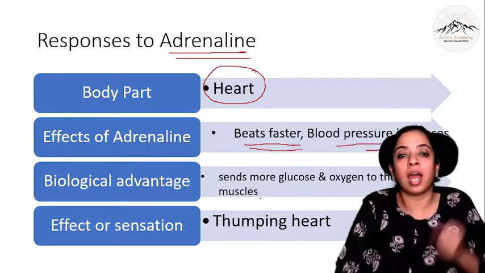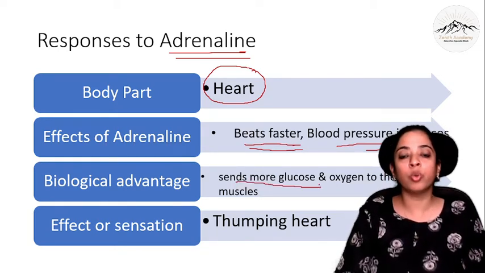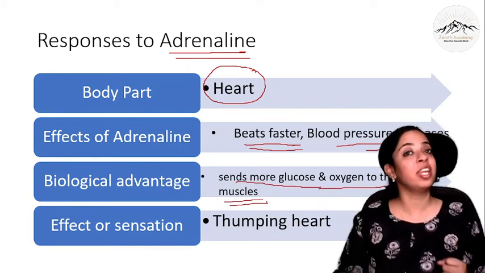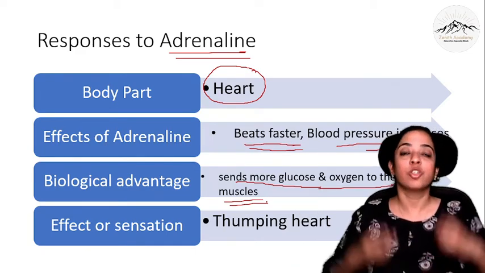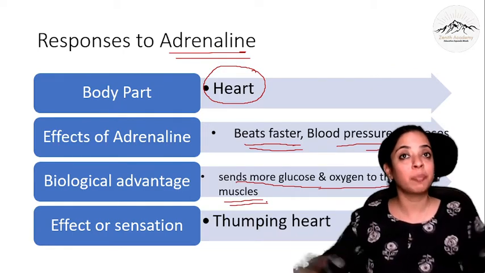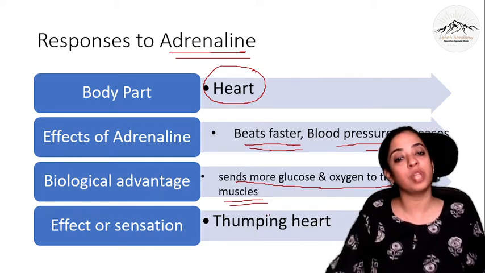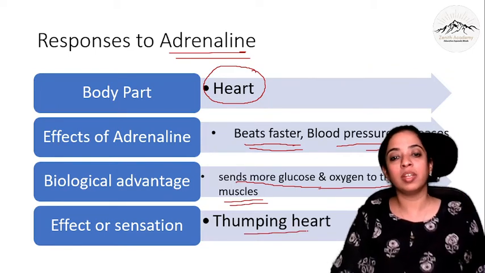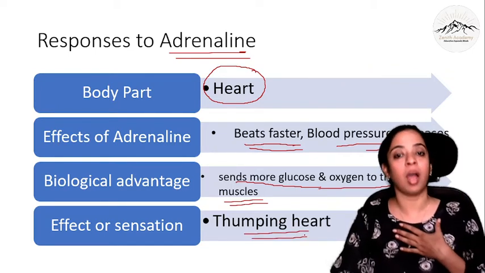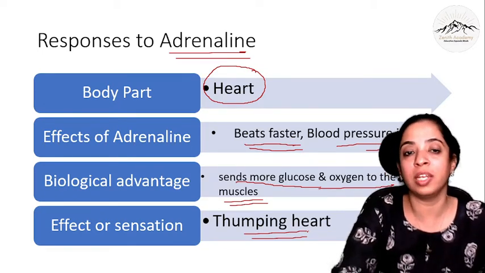क्या होगा अगर heart pump कर रहा है faster and blood pressure is increasing? It sends more glucose and oxygen to the muscles, because now the muscles need the energy to run, right, or even to fight. The muscles will need energy. So if the heart will beat faster, the blood pressure will increase, so the heart is able to send more glucose and oxygen to the muscles. And what is the effect? उससे अपनी body पे क्या effect दिखेगा आपको? We will experience a thumping heart. Okay, so this is the response to adrenaline of heart.